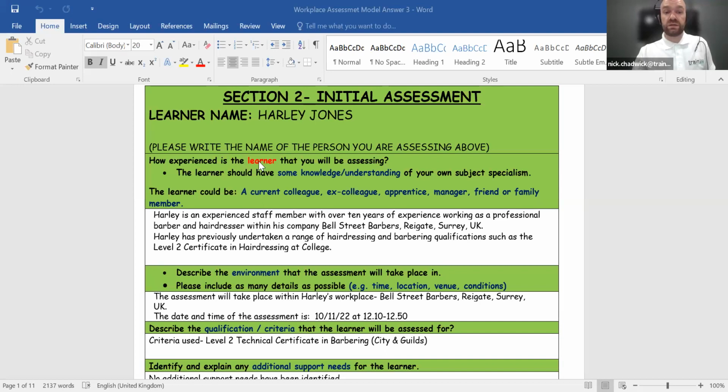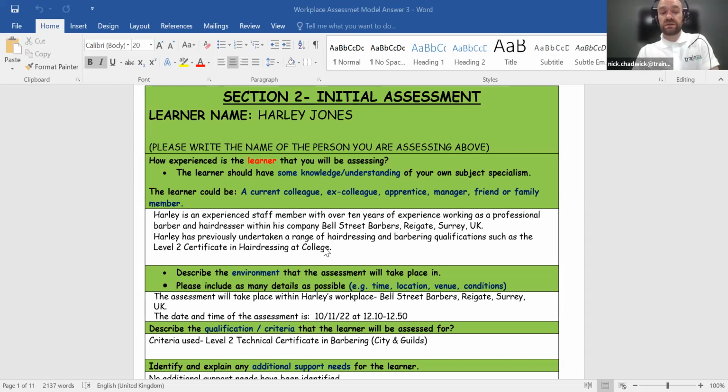Also, how experienced is the learner that you will be assessing? Ideally, the learner should have some knowledge or understanding of your subject specialism. The learner could be a current colleague, an ex-colleague, an apprentice, a manager, a friend, or even a family member, but they should have some subject knowledge that you are confident with when assessing them. You also need to see them within their working role.